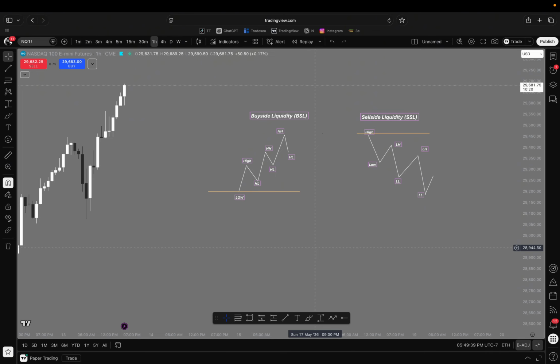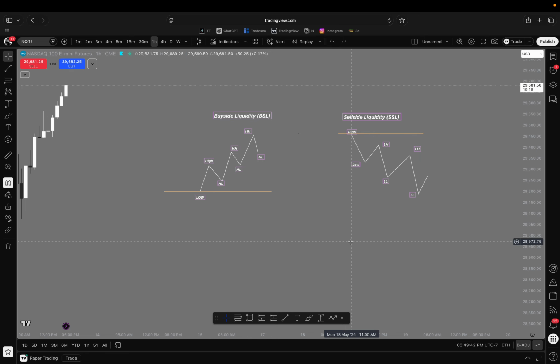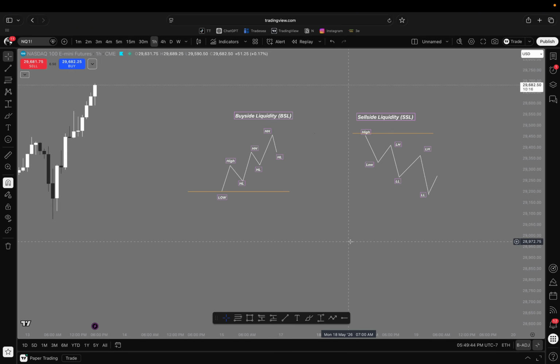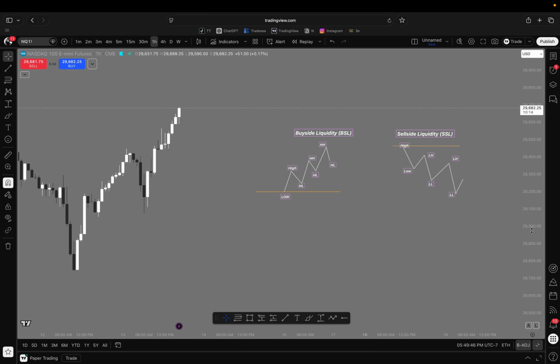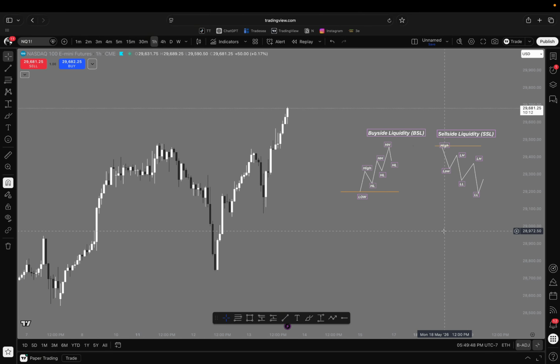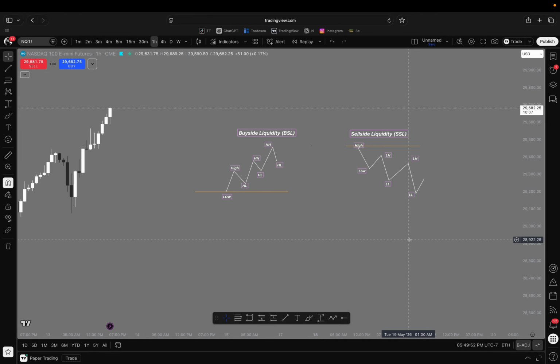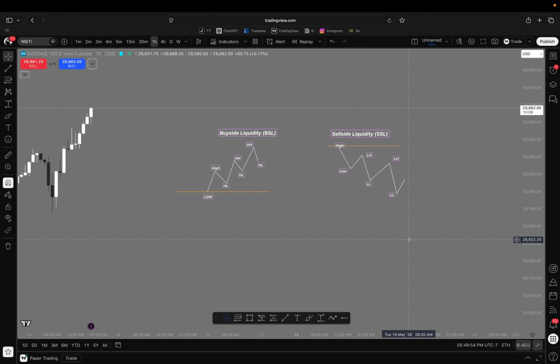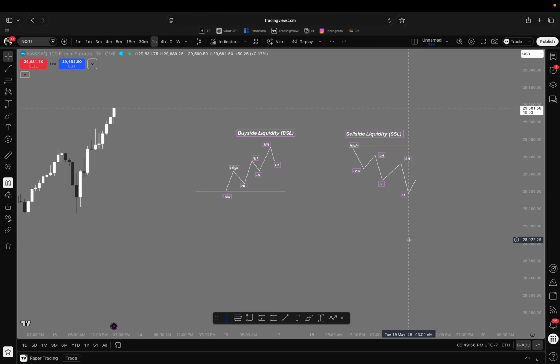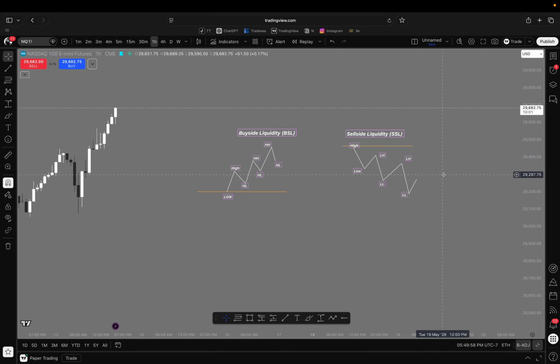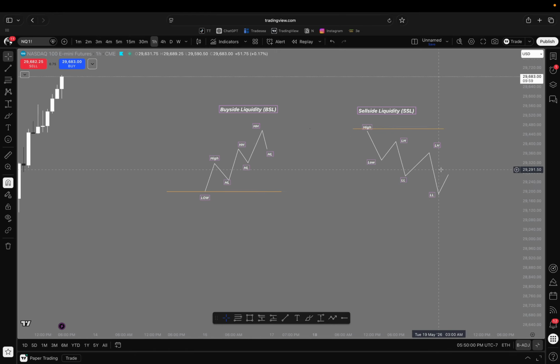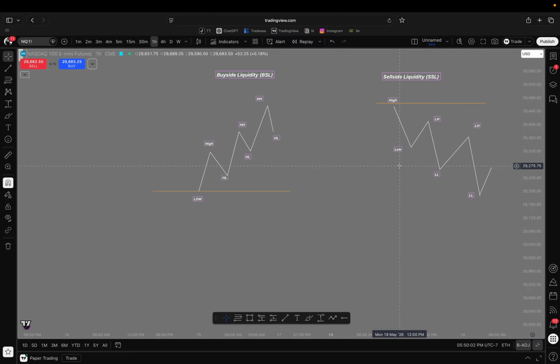So what is liquidity in the first place? Liquidity are resting orders. You'd imagine where people are buying and where people are selling, and that's what creates these lows and these highs. So we're going to go over these examples first, and then we'll go over into the chart. Buy side liquidity. So how does one spot buy side liquidity?